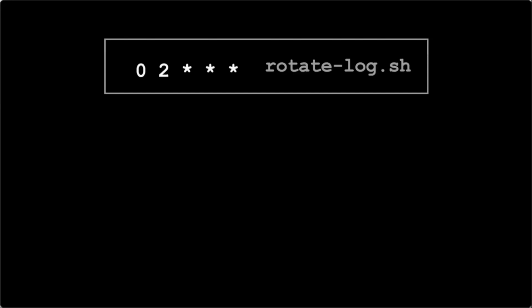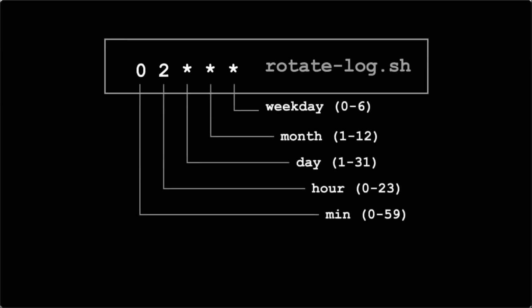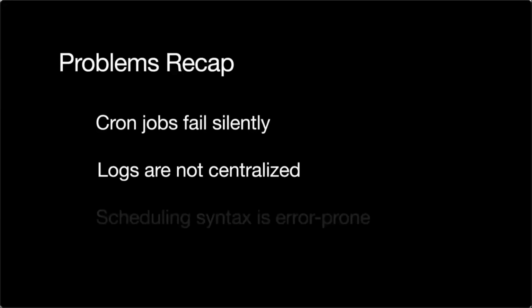Off the top of my head, I don't know when this job is meant to run, so let's see how to parse this syntax. Starting from the left, the job occurs on the 0th minute, the second hour. Asterisk means every, so every day, month, and weekday, which means this job runs every night at 2 a.m. You can see how easy it is to make a mistake and write the wrong schedule, leading to jobs running at unexpected times. So, quick recap on what the main problems are. Cron jobs fail silently, cron logs are not centralized, and scheduling syntax is error-prone.